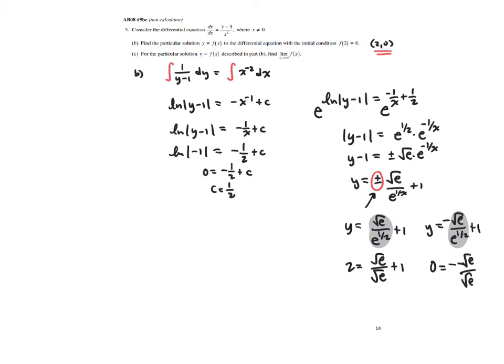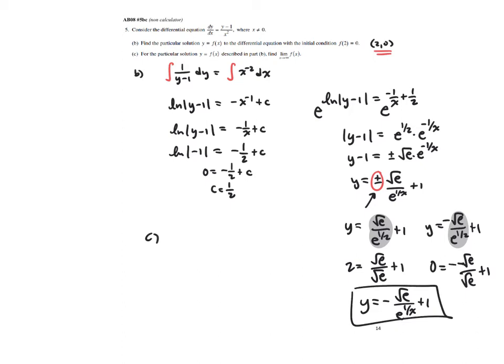So clearly, we want to take, in our particular solution, y equals negative square root of e over e to the 1/2, or to the 1 over x plus 1. There's our particular solution. Let's take a look at part C.